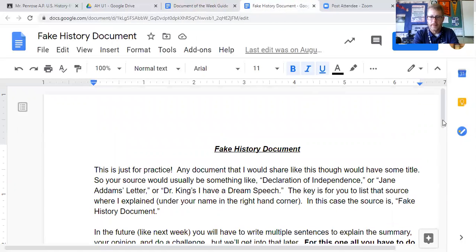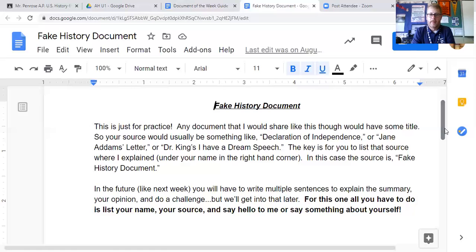This week's document is super easy. It's a fake document. It's literally just so that I know that you know how to make a Google document out of one that I give you in your classwork. So all you have to do is put your name, put fake history document underneath it, and then say hello or something about yourself. That's all you have to do. You don't have to do a summary. You don't have to do an opinion. You don't have to do a challenge.